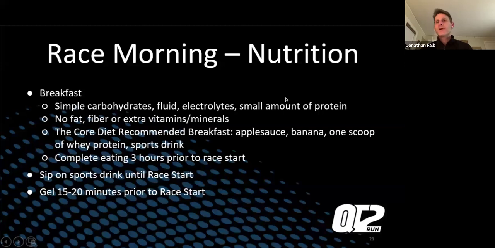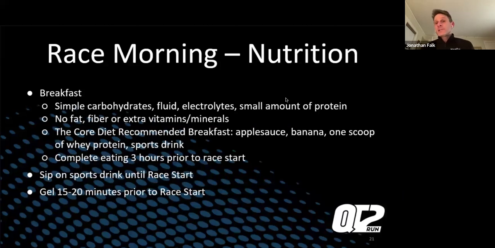So for breakfast, very simple. You don't want to be putting a lot into your stomach at that point. Simple carbohydrates, like I might have a bagel, or I might have a banana with peanut butter, so a little bit of carbs and a little bit of protein. You want to avoid fat, fiber, or anything loaded with extra vitamins and minerals.